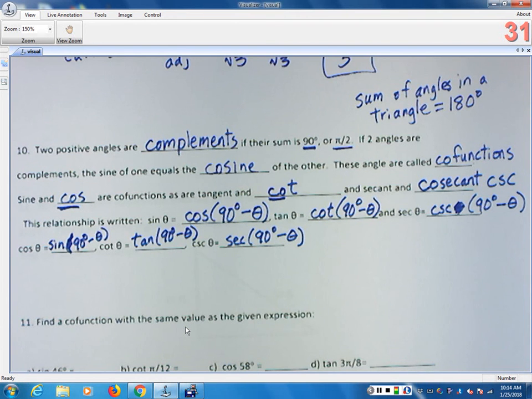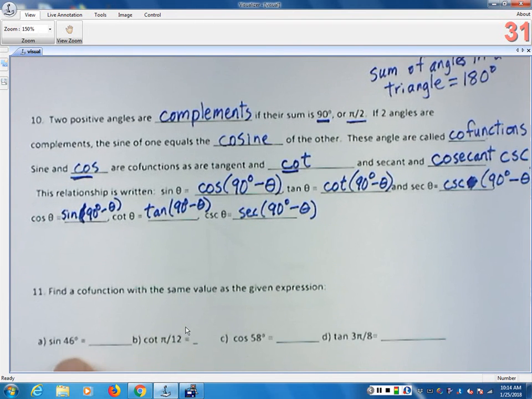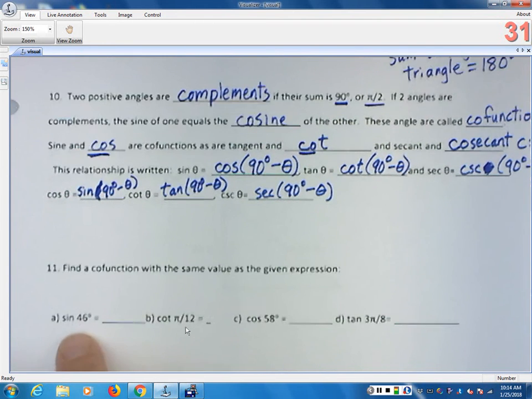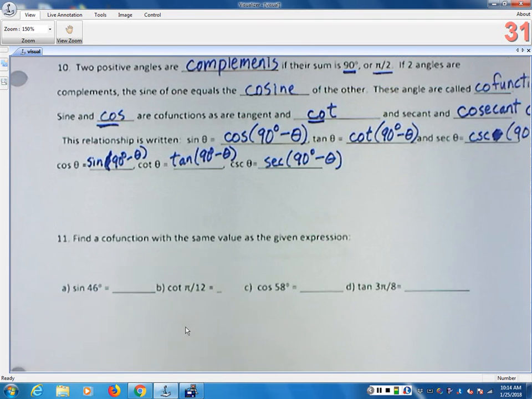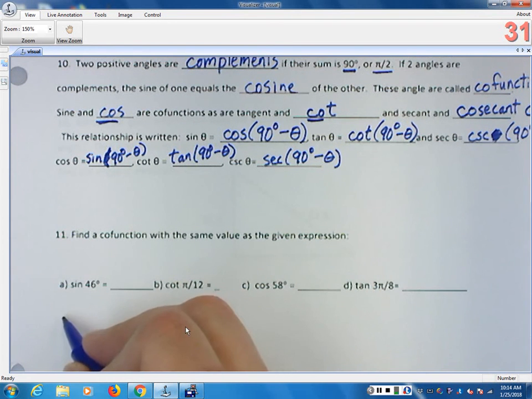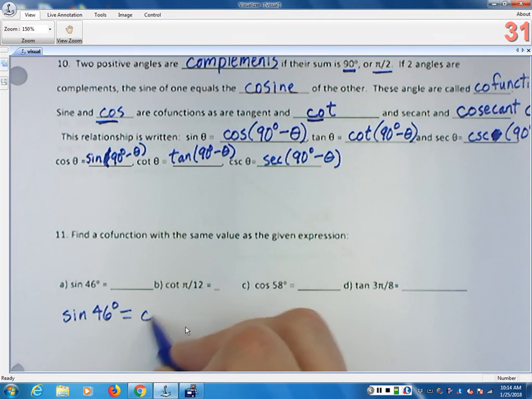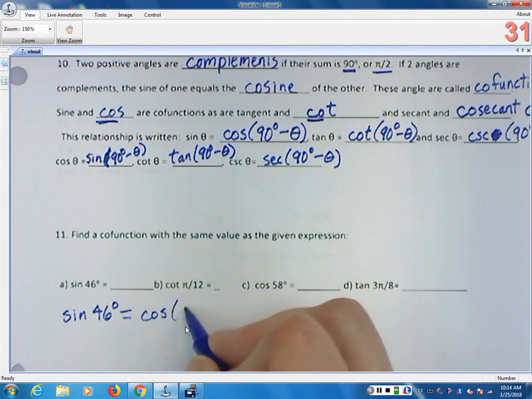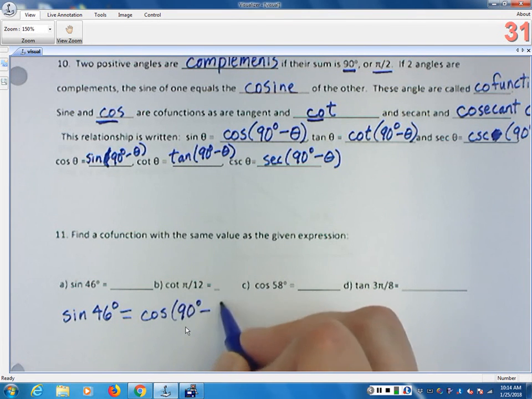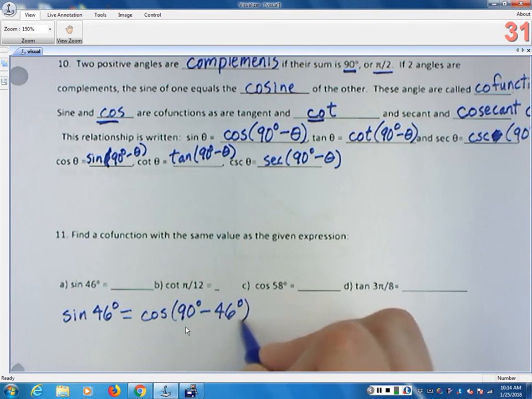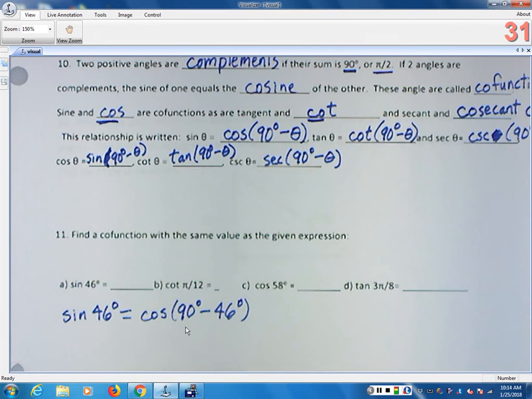Okay, so find a cofunction with the same value as this expression. So if we're talking about sine of 46 degrees, the sine of 46 degrees will be the same as cosine of 90 degrees minus 46. That's cosine of 44 degrees.